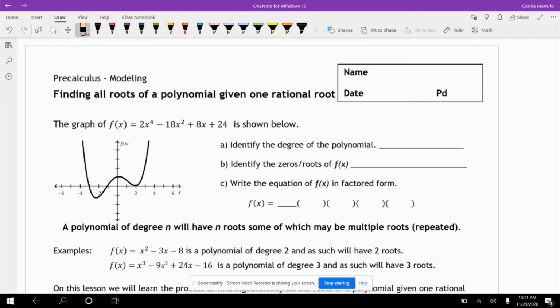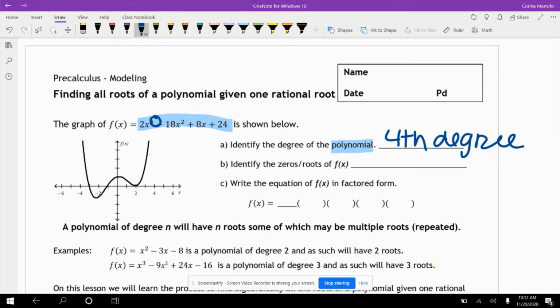It says a graph of f of x equals 2x to the fourth power minus 18x squared plus 8x plus 24 is shown below. So this is a polynomial. It says identify the degree of the polynomial. So the degree of our polynomial is going to be a 4. It is a fourth degree polynomial. Okay, you look for the highest exponent.